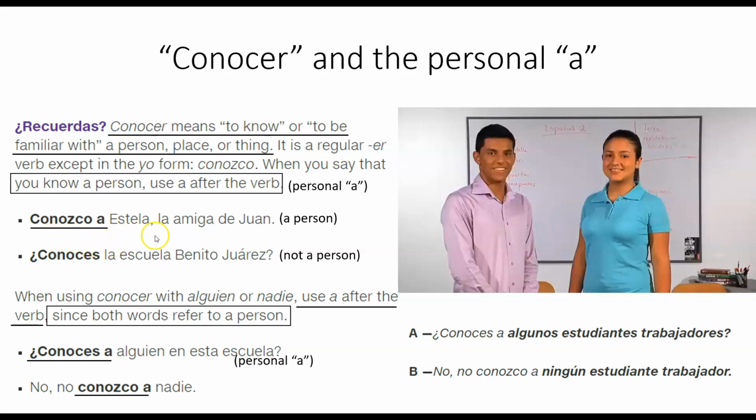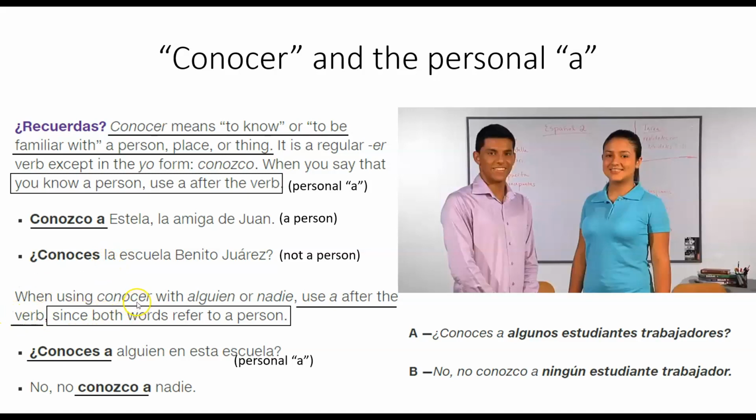Conozco a Estela, la amiga de Juan. I know Estela, Juan's friend. This a has no translation in English. It just doesn't, right? I know Estela. The reason there's a letter A here, the personal a, is because Estela is a person. So because she's a person, you use the personal a. But this one, ¿conoces la escuela Benito Juárez? Do you know the school Benito Juárez? It's talking about the school. The school's not a person, thus you don't need the personal a.